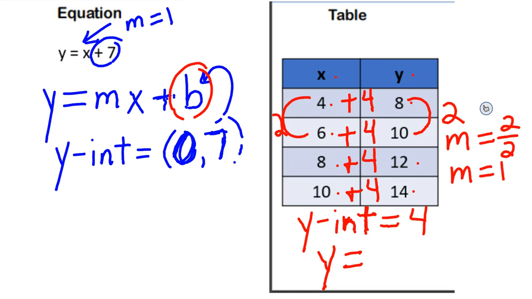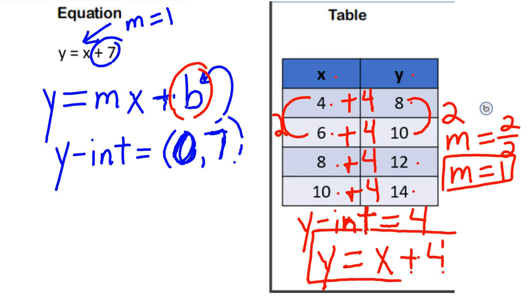So when I'm writing my equation, it would be y equals, since slope is 1, I just need to write x. And our y-intercept, the number that we're adding, the number we're starting from, is going to be 4. So it's going to be y equals x plus 4. That's our equation. That's how you get it from a table.